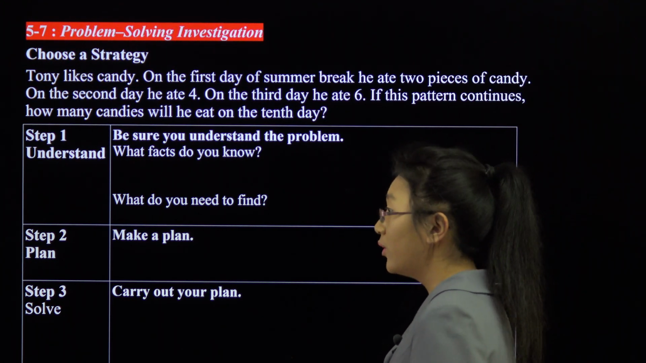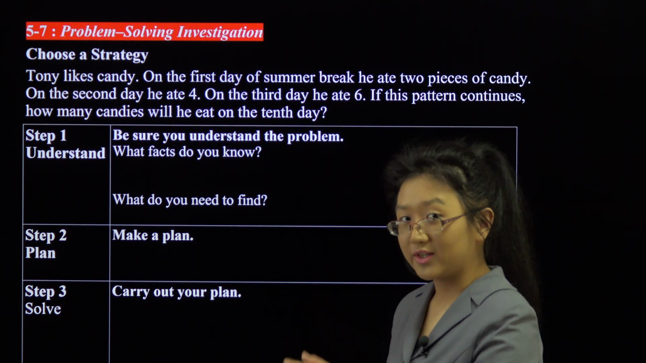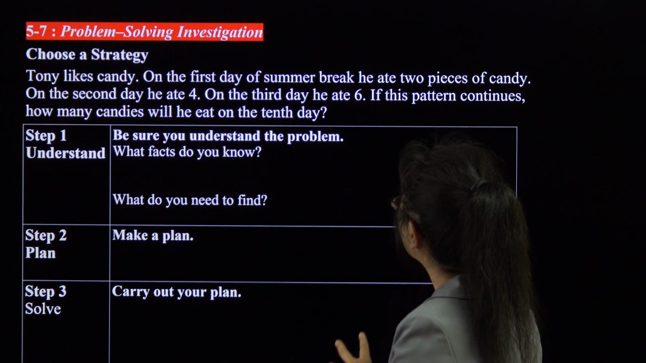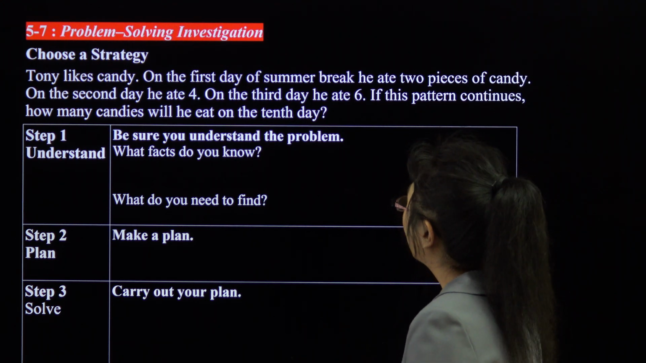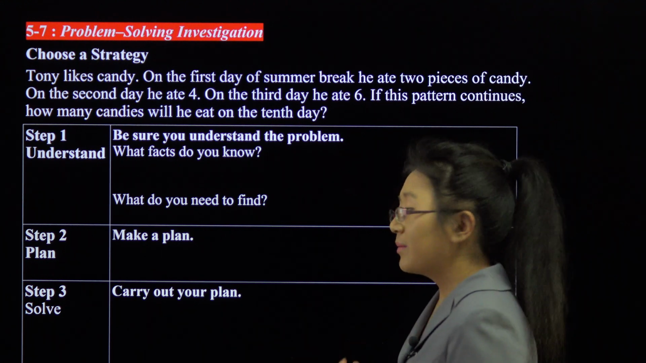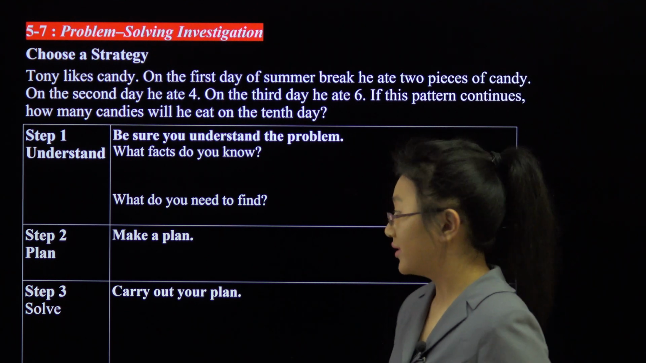So what facts do we know? We know that the pattern continues, first of all. We know how many pieces of candy he eats on each of the first 3 days. And what do we need to find? How many candies will he eat on the 10th day?